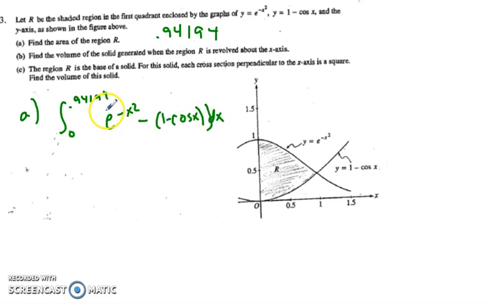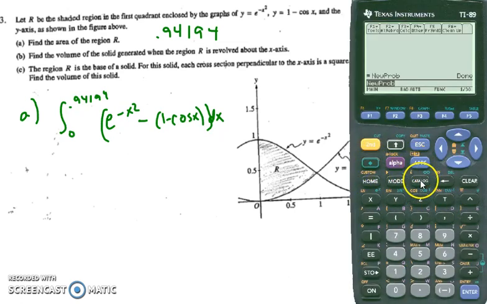And now I just need to put that in my calculator to integrate. So I end up going to my home screen, and I'm going to do integral of e to the negative x squared minus, and open a paren for the 1 minus cosine x, so you make sure that that negative distributes through, with respect to x on the interval from 0 to 0.94194. Close paren and hit enter, waiting for the answer, which is 0.590 or 0.591. Either one will work.